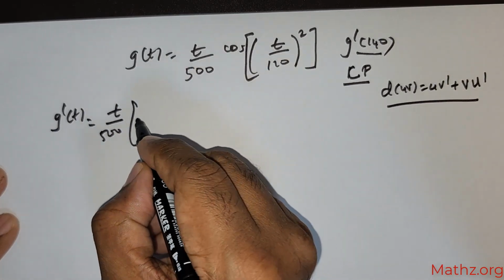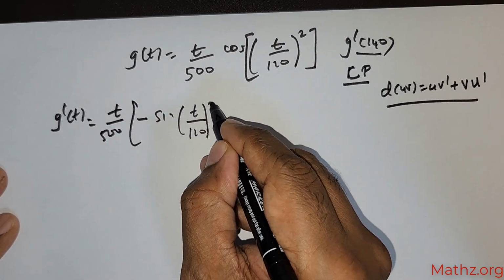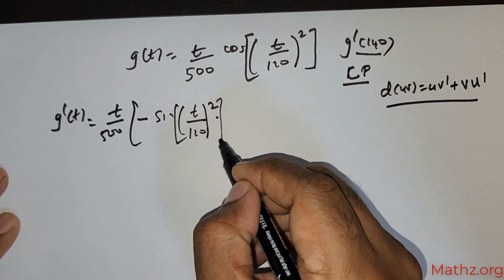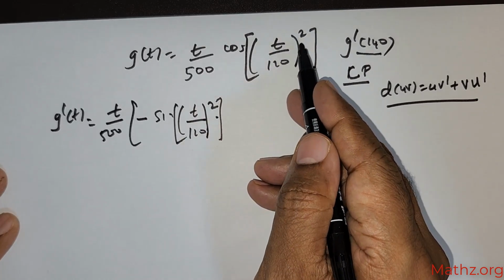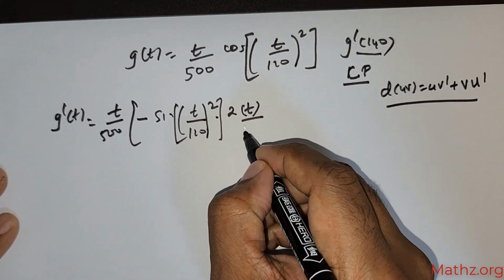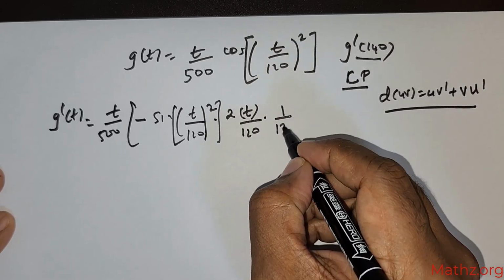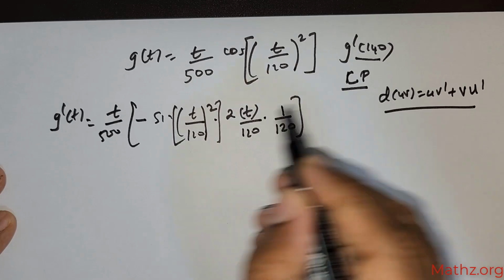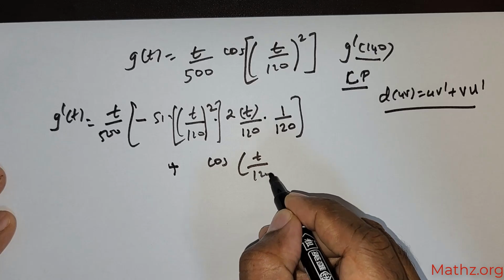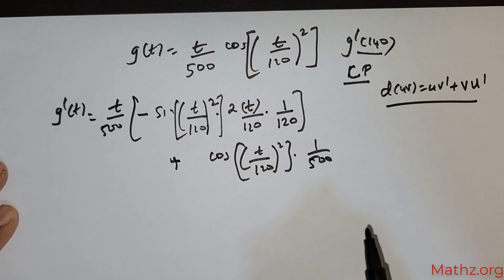500. You need to differentiate this. It's going to be negative sine of t over 120, and you got the square there, times I have to differentiate this t over 120 raised to power of 2. That's going to give me 2 times t divided by 120 times differential of t over 120. That's going to be 1 over 120, plus this quantity cos of t over 120 squared times the differentiation of this. That's going to be 1 over 500.